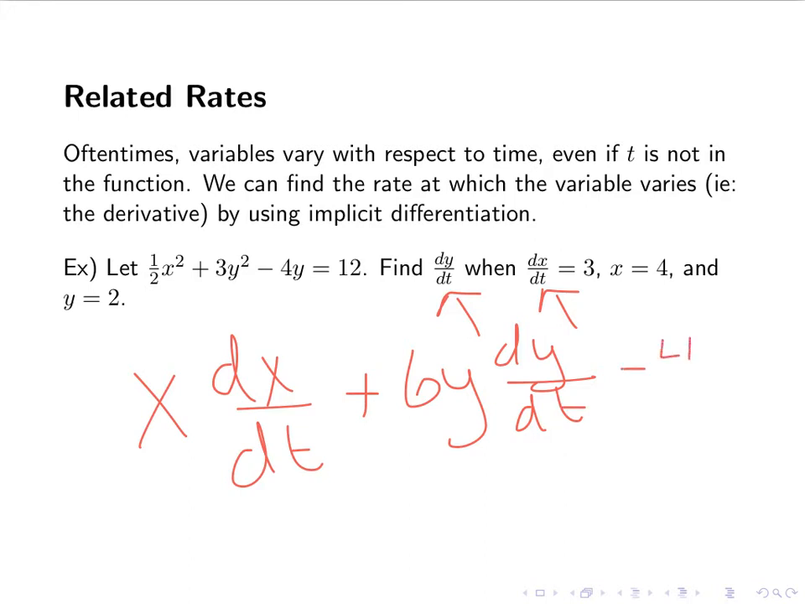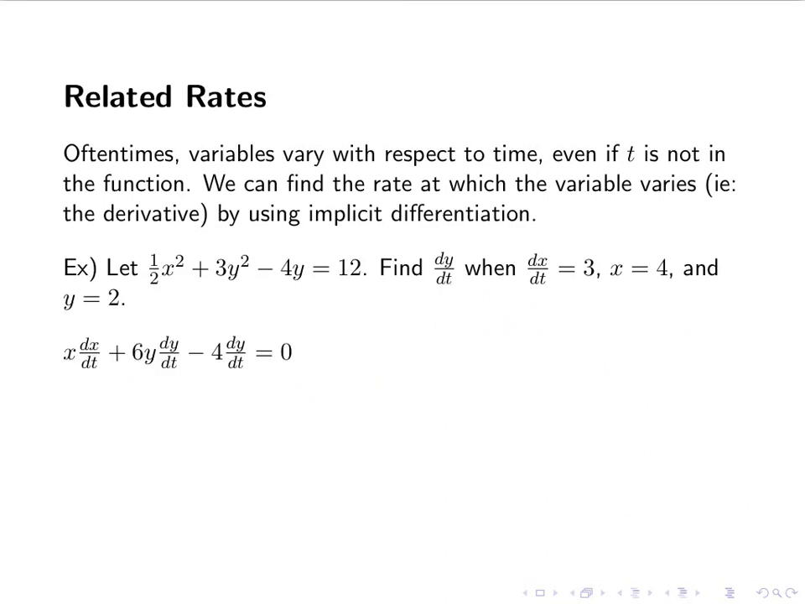I have to do the same thing for my 4y. The derivative is negative 4, and then I have to multiply by dy/dt. Derivative of 12 is 0 because it's a constant. So to clean it up, I have x dx/dt plus 6y dy/dt minus 4 dy/dt equals 0. Now I plug in everything I know. dx/dt is 3, x is 4, y is 2. I don't know dy/dt.